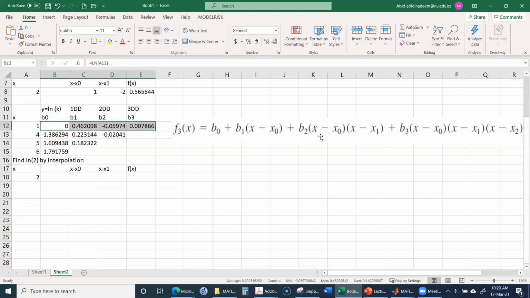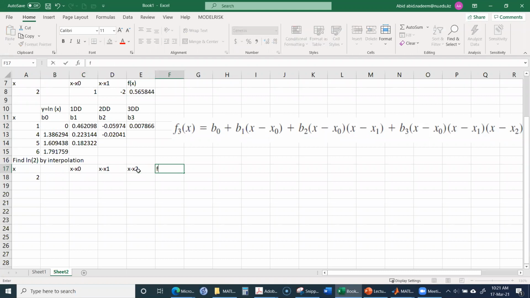Okay, so now I need these multiplying polynomials, x minus x naught, x minus x1, and x minus x2. The next I need to find is x minus x2, and then f of x, finally, which will be the answer. So in this case, x minus x naught is 2 minus x naught, this is 2 minus x1, and this is 2 minus x2, which is 5. So minus 3. So we only need these values over here.